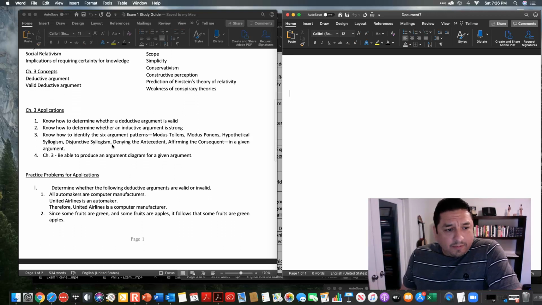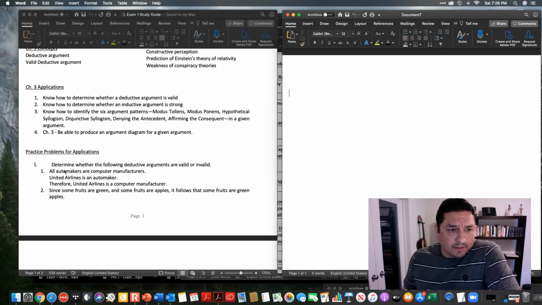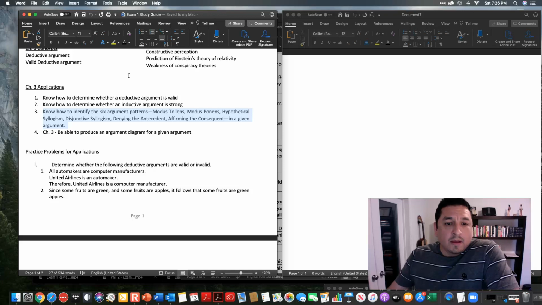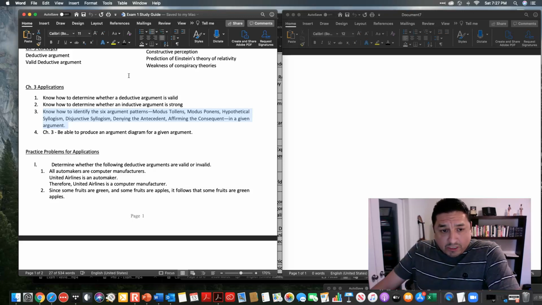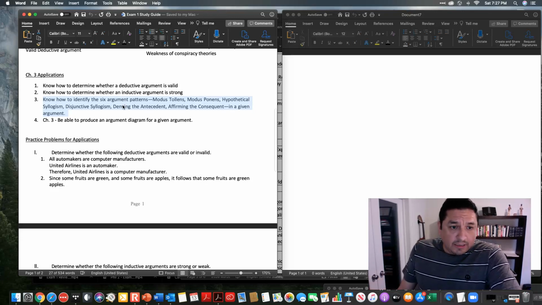Let's come down here. I gave you some practice problems for the applications, and we're going to focus on three out of the four here. The one that I'm not going to focus on for this session is the third one, which has to do with the six argument patterns, starting with modus tollens. The preparation that you got in the homework should be enough, and it's going to be the same format. You're just going to be given an argument, and you're going to have to identify the argument pattern in that argument. Okay, so the other ones, on the other hand, are going to be a little bit different.